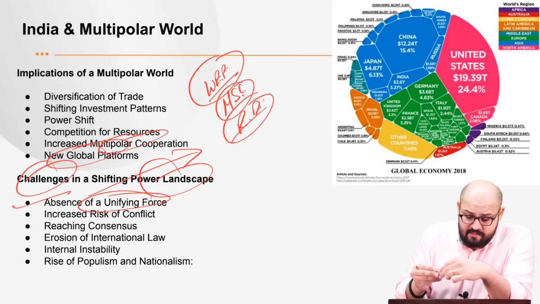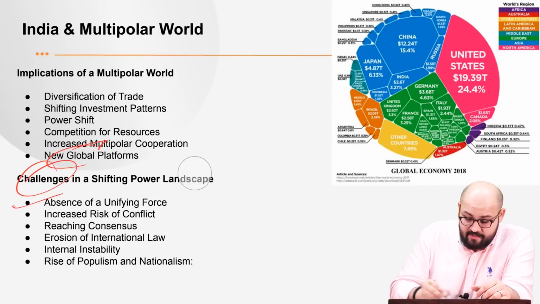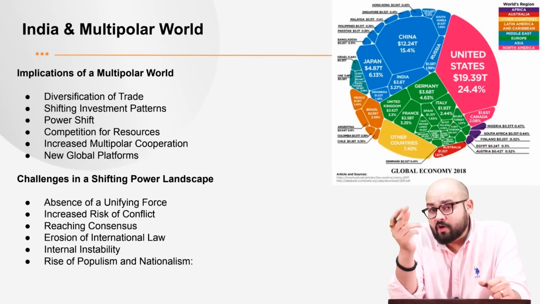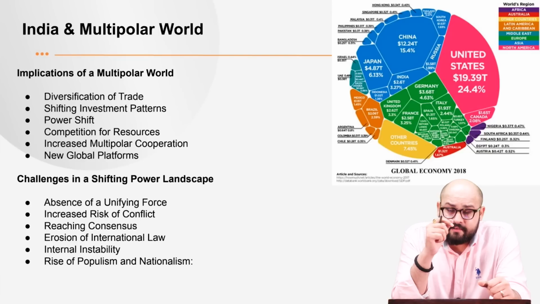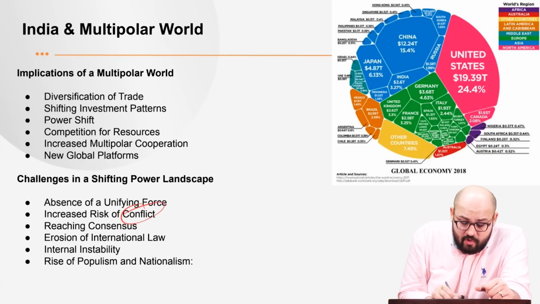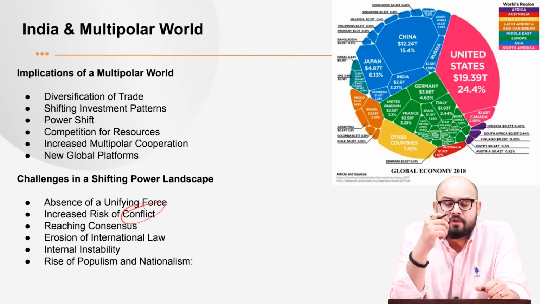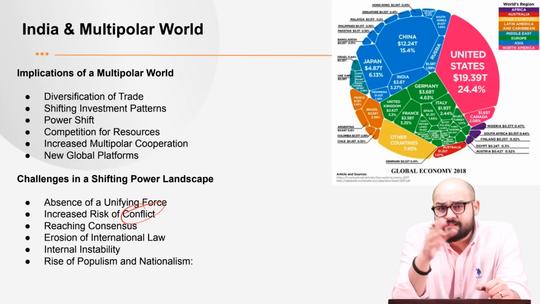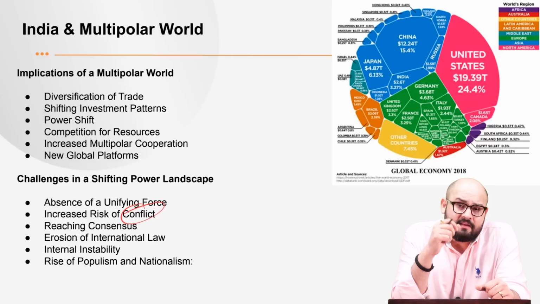Then there is the increased risk of conflict. As I've said, we have regional rivalries, ethnic conflicts, and political instability. That is what is leading to the risk of conflict. Take the case of the Nagorno-Karabakh conflict, the Israel-Palestine conflict, or the Russia-Ukraine conflict. So we are witnessing an increased number of conflicts, including ethnic strife in Africa.